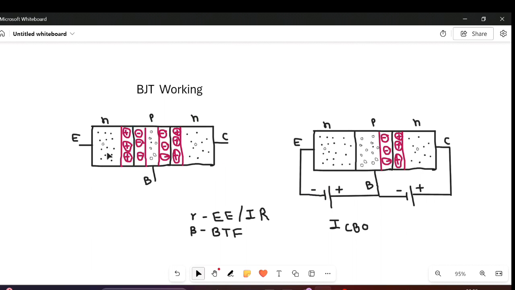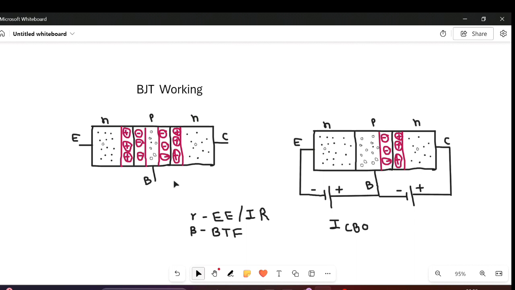The electrons will be crossing the junction, or will diffuse into the base region, leaving behind immobile positive ions. In the same way, holes from the P region will be crossing the junction, will recombine with electrons, and leave behind immobile negative ions. The same thing will be happening at the collector base junction.